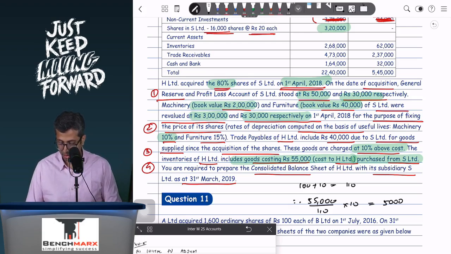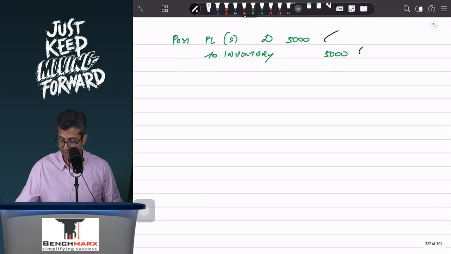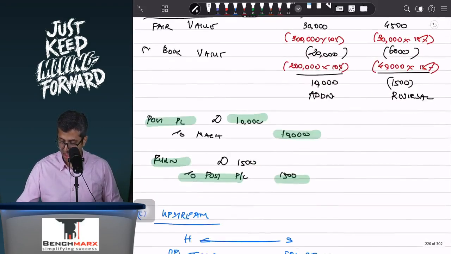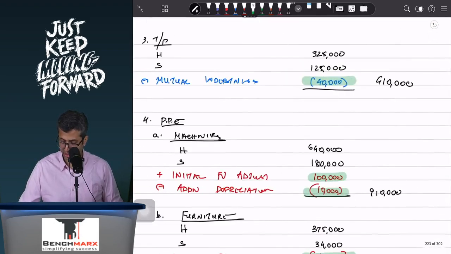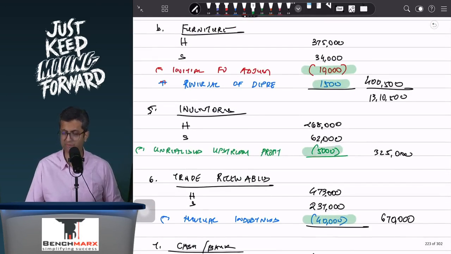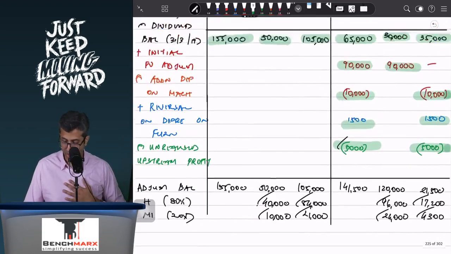So this is upstream, so this is profit and loss of the subsidiary account debit, assuming in the post section, to inventories. So if I look at the upstream adjustment over here, this is P&L of subsidiary to inventory, and as a result P&L of subsidiary in the post section you will subtract, and the second effect will go in the inventories. This is unrealized profit, upstream. This is 5,000, and with that you have taken all the adjustments.